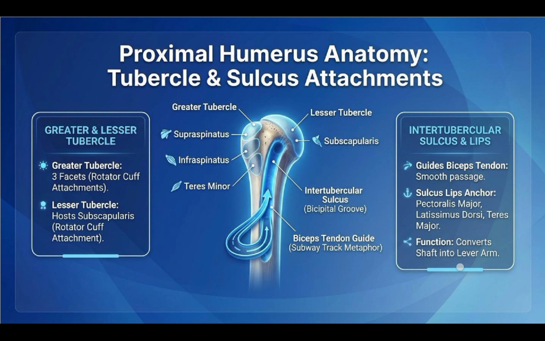So what is the function? It converts the shaft into a lever arm. And as you move downward, this intertubercular sulcus divides into the floor, the medial lip, and the lateral lip. Remember, this is our humerus and this is our midline, the mid-sagittal line. This is my lateral because it is far from the midline, and this is my medial because it is close to the midline. As the intertubercular sulcus moves downward, it forms three things: the medial lip, the lateral lip, and the floor.